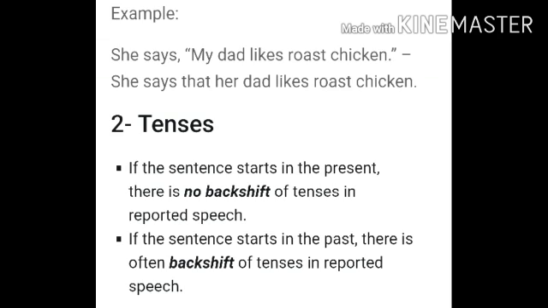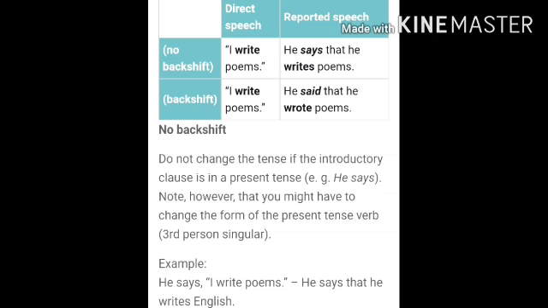Now look at the tenses. If the sentence starts in the present, there is no back shift of tenses in reported speech. But if the sentence starts in the past, there is often a back shift. Look here, I write poems. He says that he writes poems. I write poems. He said that he wrote poems. See the shifting of the tenses.